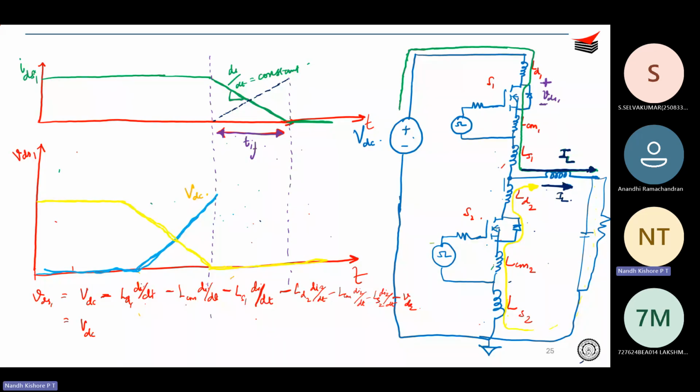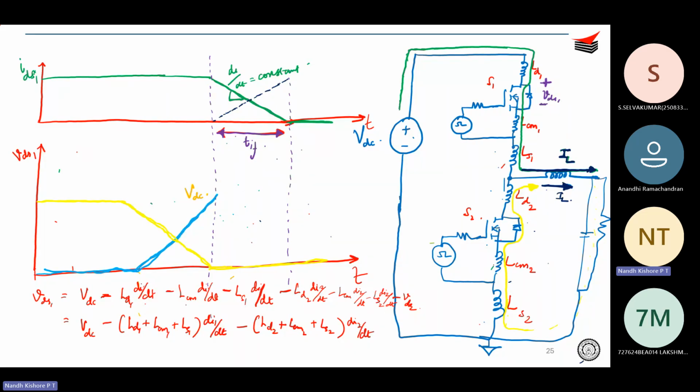Okay, fine. So what is my VDS1? Therefore, VDS1 is basically VDC minus (LD1 plus LCM1 plus LS1) di1 by dt minus (LD2 plus LCM2 plus LS2) di2 by dt. VDS2 is zero almost. Okay. So this is the expression that we get for VDS1.